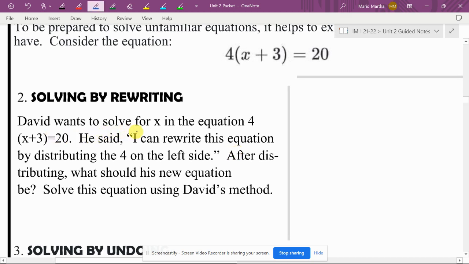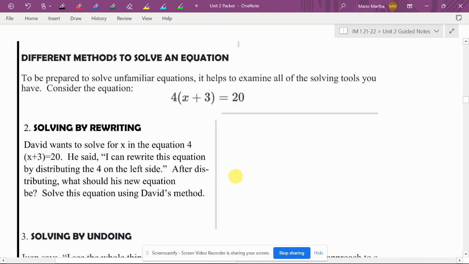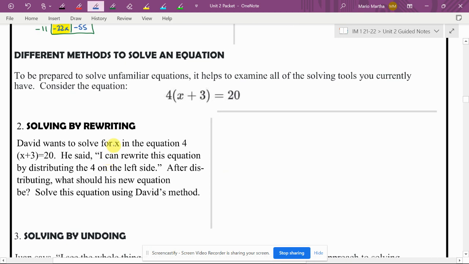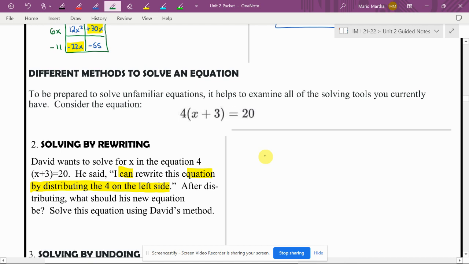It says David wants to solve for x in the equation 4 times x plus 3 equals 20. He said, I can rewrite this equation by distributing the 4 on the left side. After distributing, what should his new equation be? And let's solve this equation using David's method. So, like it says right there, I can rewrite this equation by distributing the 4 on the left side. So let's rewrite our equation.